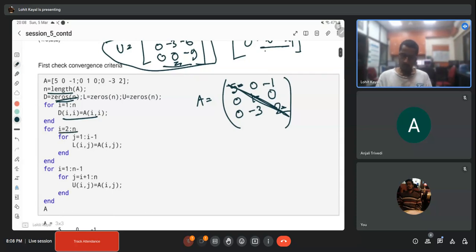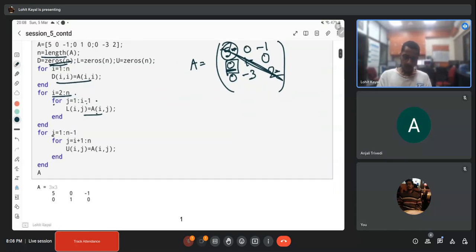So for i equal to 2 to n. Why 2 to n? Because the first row is already 0, so I don't care about that. I will start from 2. And j equal to 1 to i minus 1. j is the column number and i indicates the row. I don't want to go up to i, because there is already the diagonal element there. I just want to go to the previous columns. So that is 1 to i minus 1, and L_ij equal to A_ij.